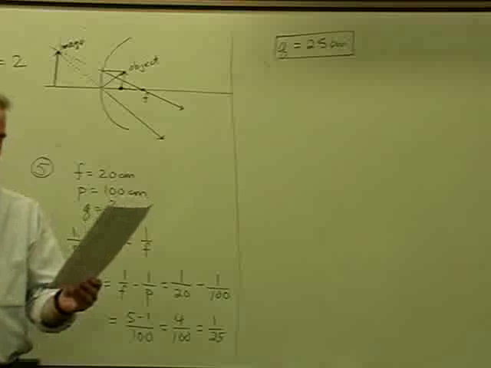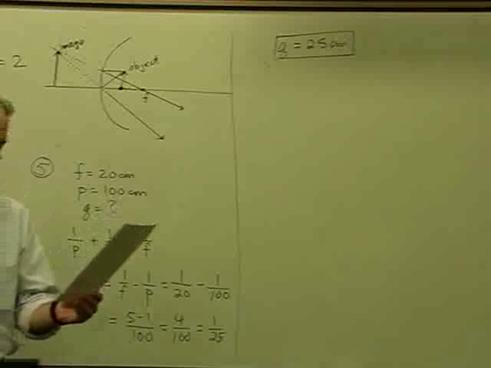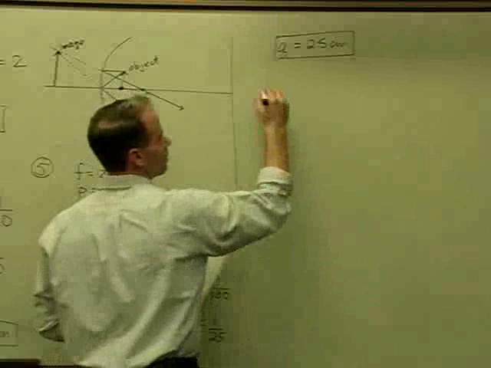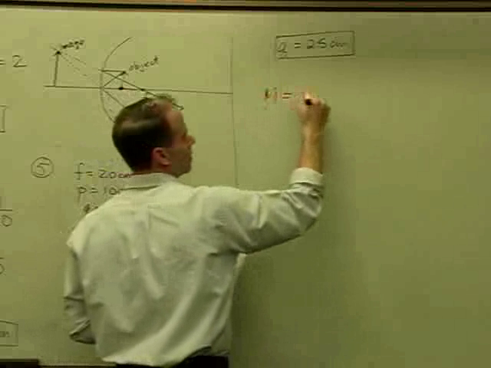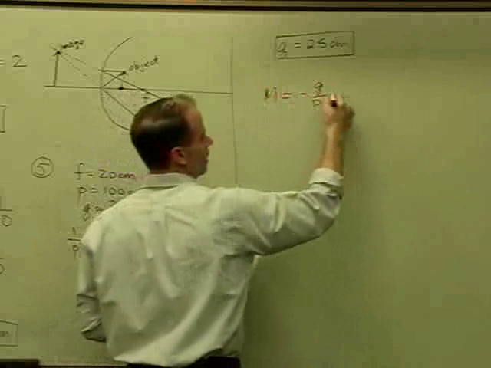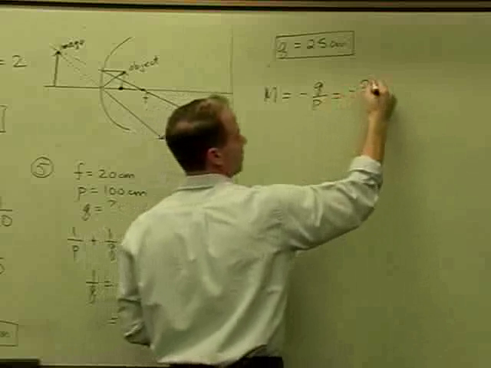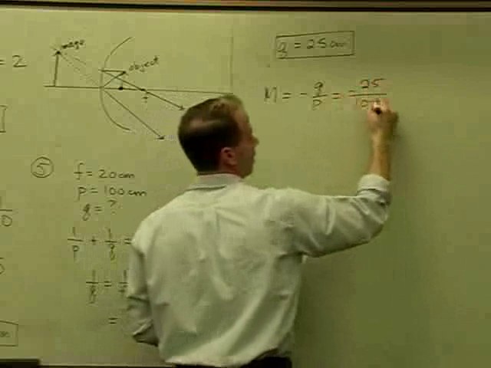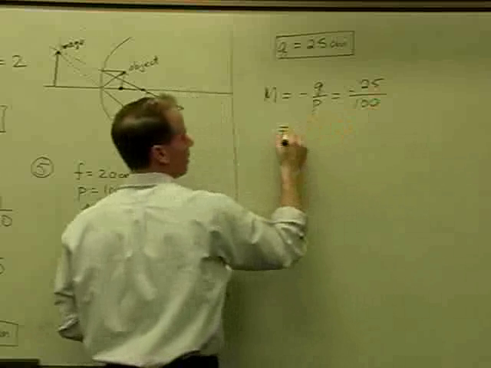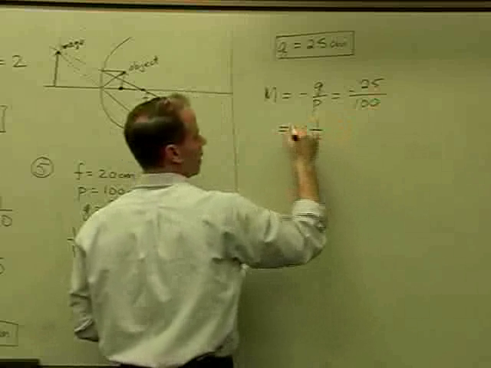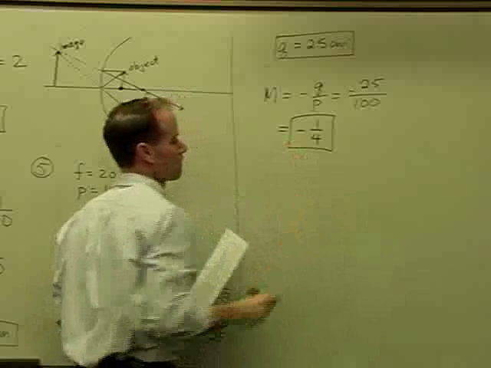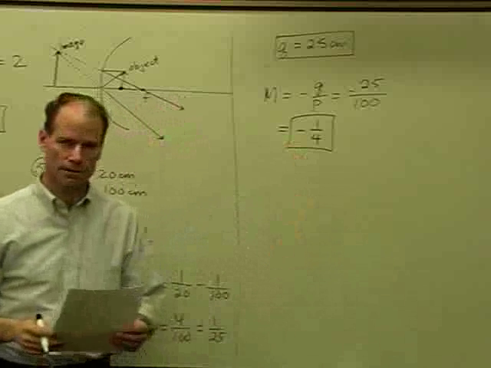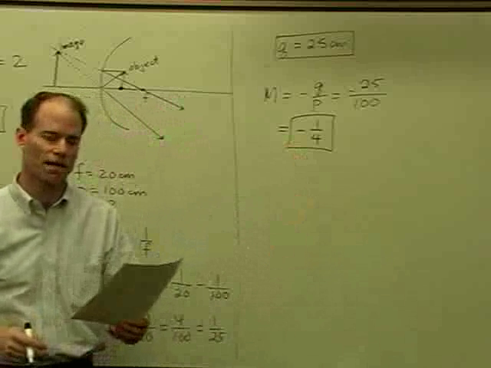Positive quantity. We want to find the magnification of this object. By definition, the magnification is negative Q over P. So this would be negative 25 over 100, which would be a negative 1/4. So the image will be inverted and 1/4 the size of the object.